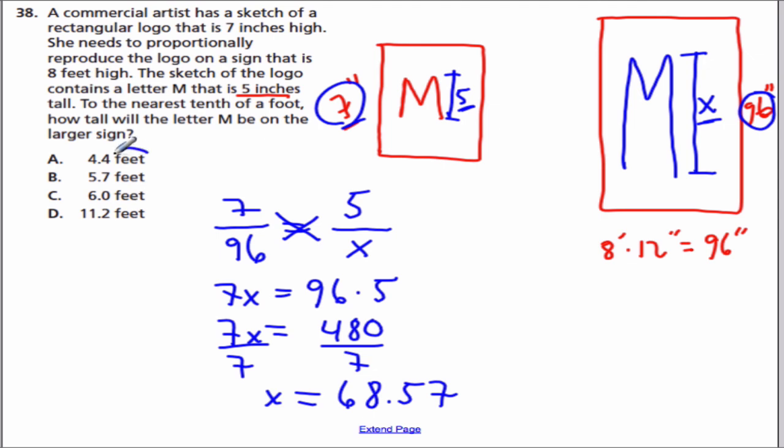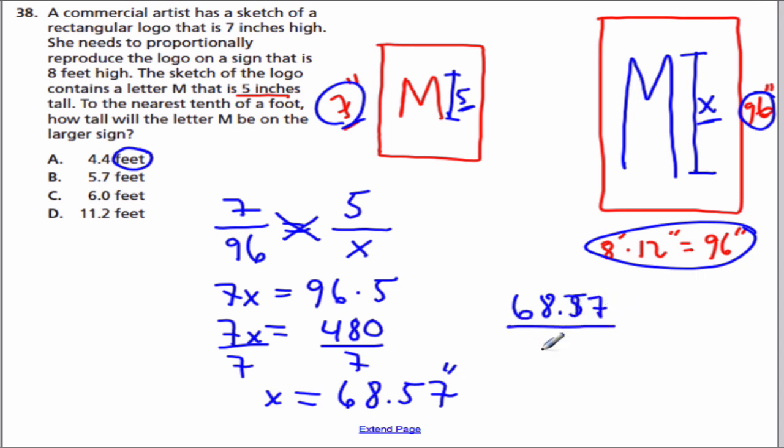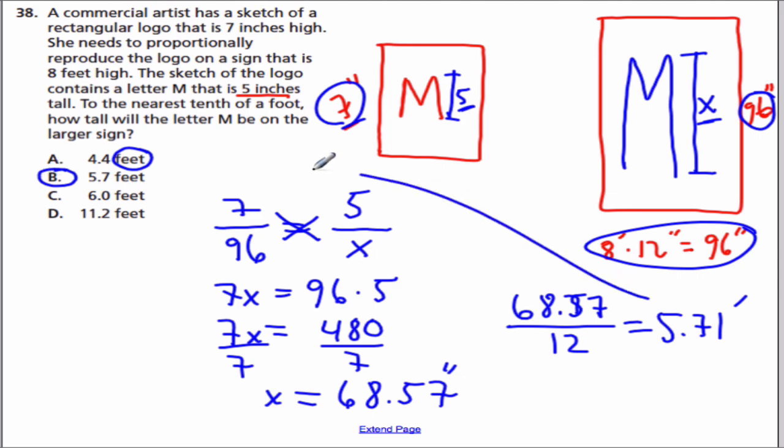That's key because they are asking for feet. This is in inches. Remember, we converted everything to inches back here. So what I need to do is unconvert this, or reconvert the 68.57 inches to feet. So 68.57 divided by 12 inches per foot gives me 5.71 feet. So now let's go back. My answer is going to be B as in boy, because 5.7 matches up with the 5.7 feet.